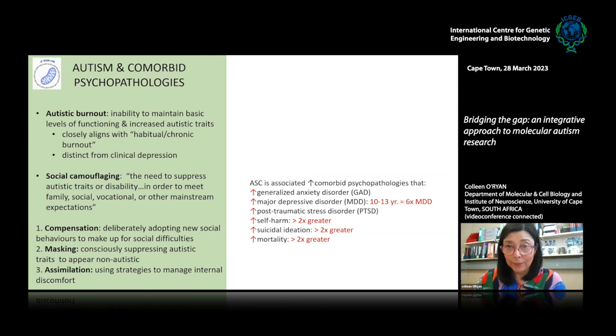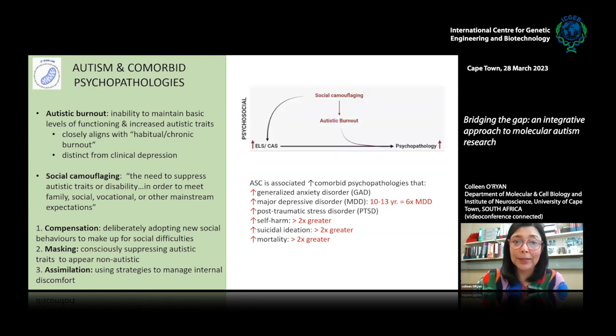And you can read the list. And the numbers are shocking. For example, in red, compared to the normal population, major depressive disorder is 6 times more prevalent in individuals with autism as young as 10 to 13 years old. Self-harm is greater than 2 times than the normal population, and so forth. So individuals with autism spectrum condition carry a much higher psychopathology burden. Those were the comorbidities I spoke about earlier.